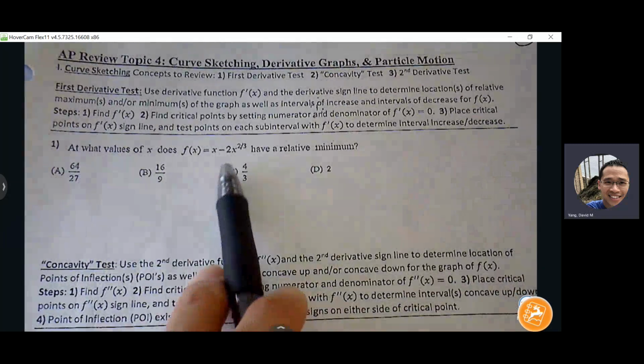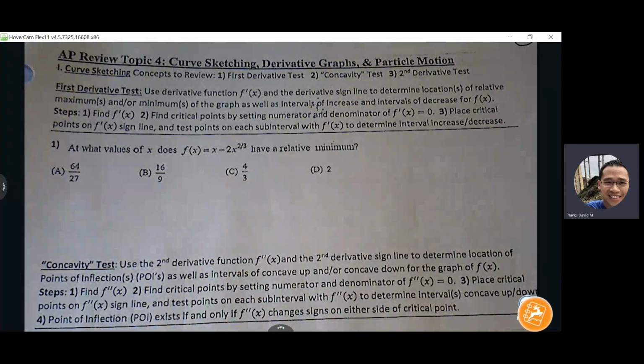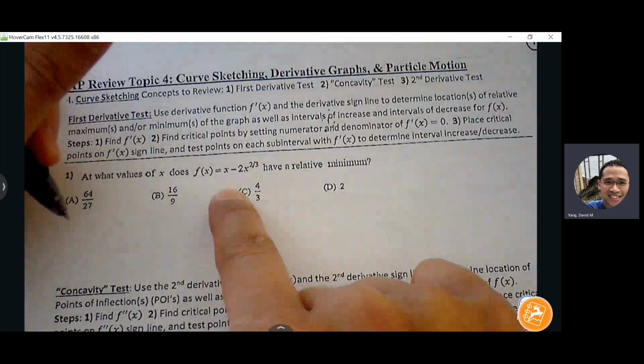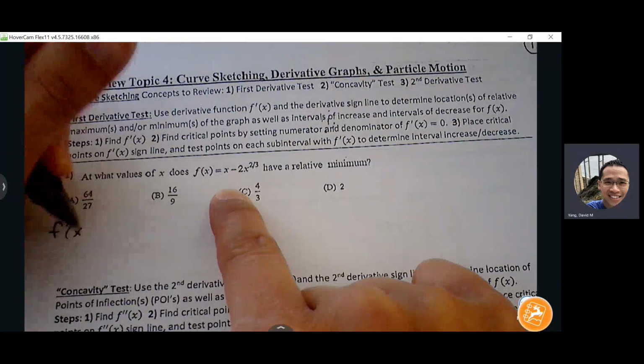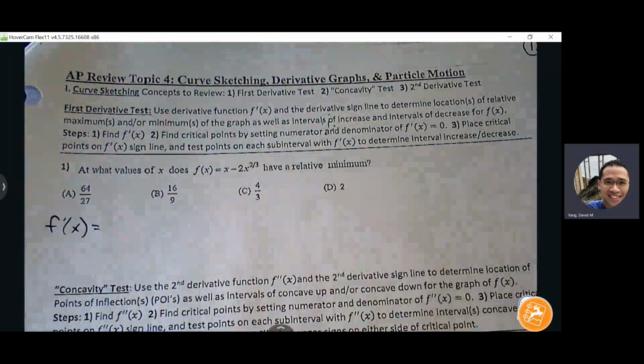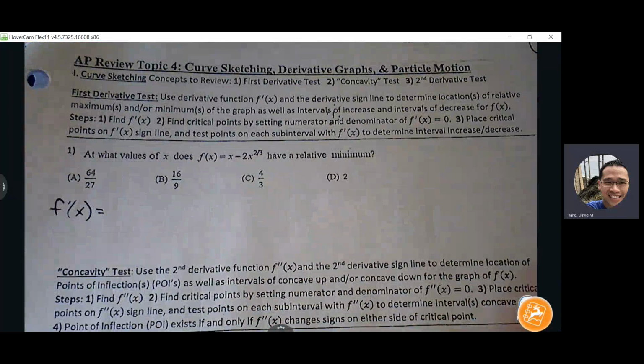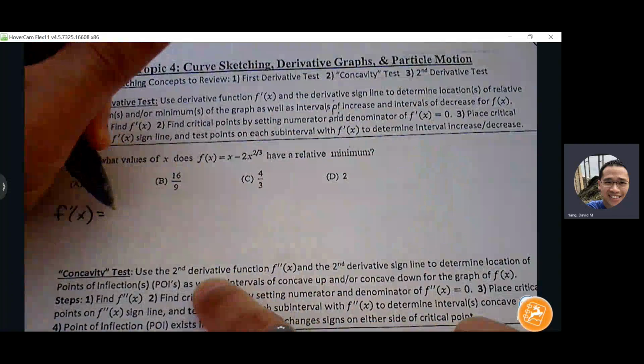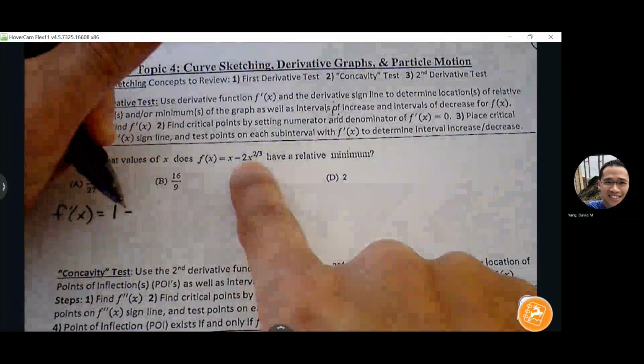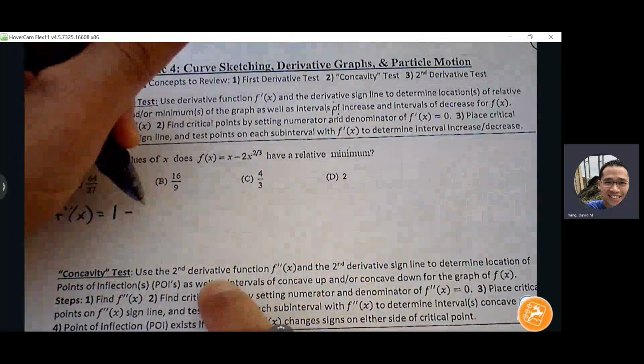It says, at what value of x does our function have a relative minimum? So we're trying to do this without a graph. So let's find f prime. Set f prime equal to 0, both numerator and denominator, and then we'll test each interval with our sign line. Okay, so f prime first. The nice thing is that both these terms are set up and ready for power rule, so we can jump directly into power rule. X becomes 1, and then we bring the 2/3 down.